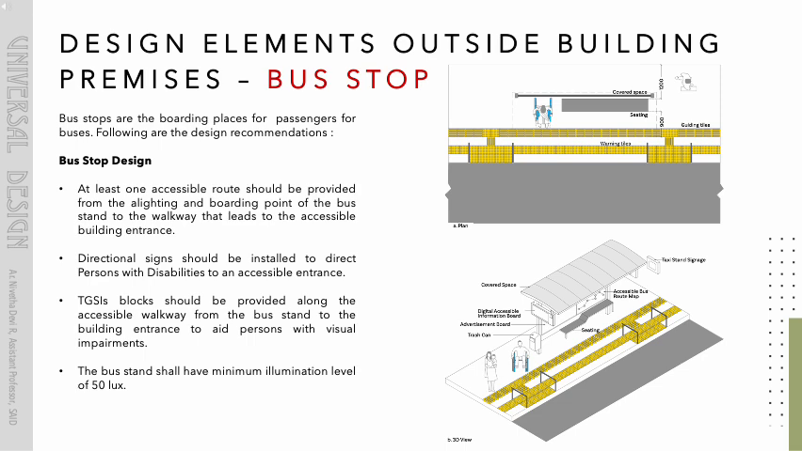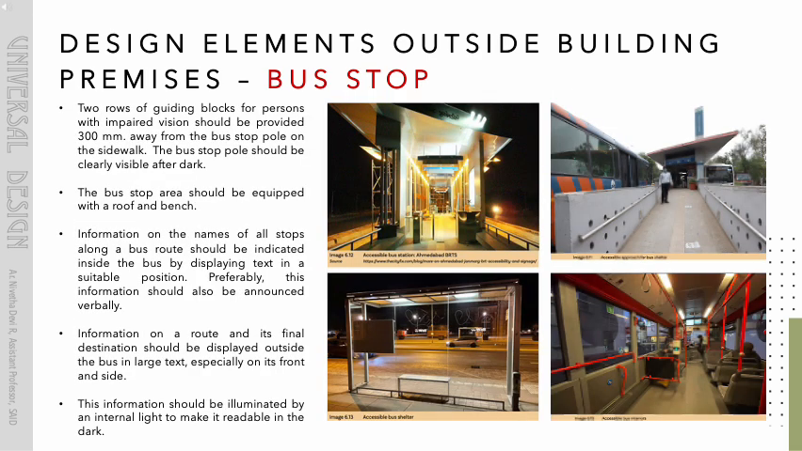PGSI's blocks should be provided along the accessible walkway from the bus stand to the building entrance to aid persons with visual impairments. The bus stand shall have minimum illumination level of 50 lux. 2 rows of guiding blocks for persons with impaired vision should be provided 300 mm away from the bus stop pole on the sidewalk. The bus stop pole should be clearly visible after dark. The bus stop area should be equipped with a roof and bench.